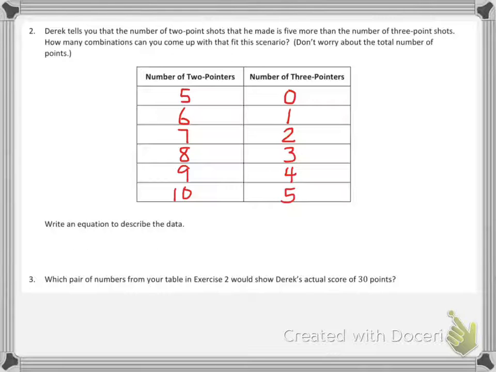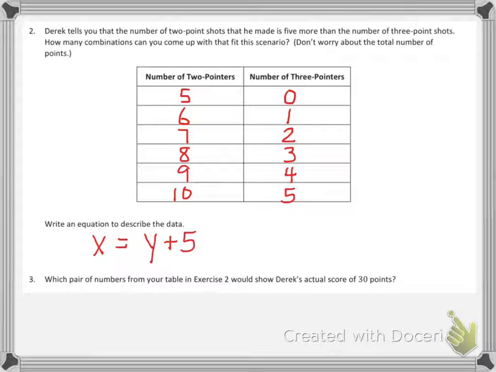And then we have to write an equation to represent the data. Well, the equation would be the number of 2-pointers, X, is equal to the number of 3-pointers plus 5. Right? Every time that's true, the X value is 5 bigger than the Y value. So X is equal to Y plus 5. So that's an equation that would fit.